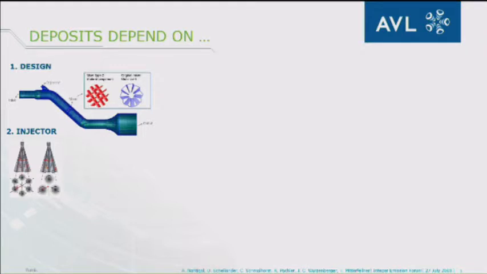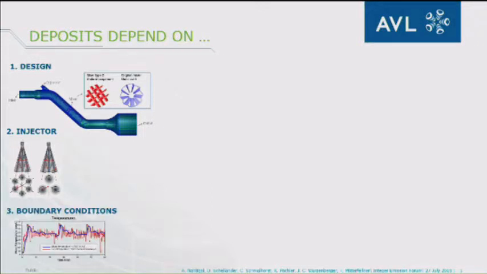All of these injectors have different characteristics. So this means different droplet size, different droplet velocity, and all these factors again have an impact on the urea dosing process. Finally, boundary conditions.